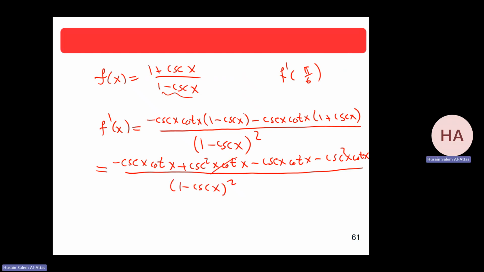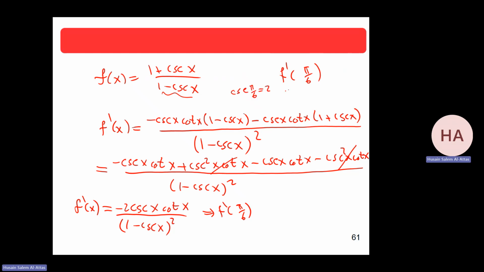Yeah, this seems to be cancelled, gone. So I have minus 2 cosecant cotan x over this. This is f prime. And I want f prime at pi over 6. Yeah, don't forget, cosecant pi over 6 is 2.